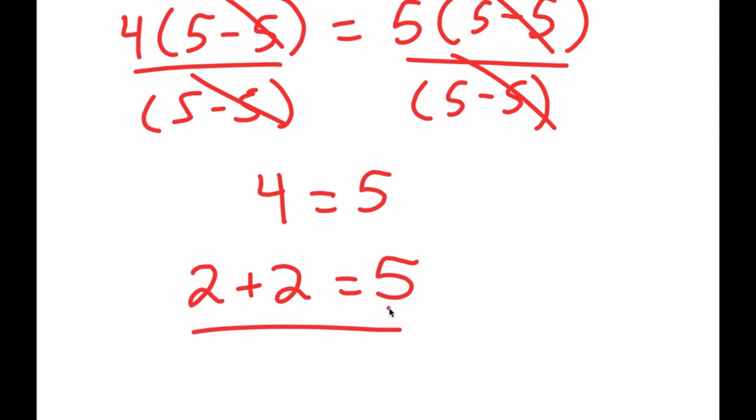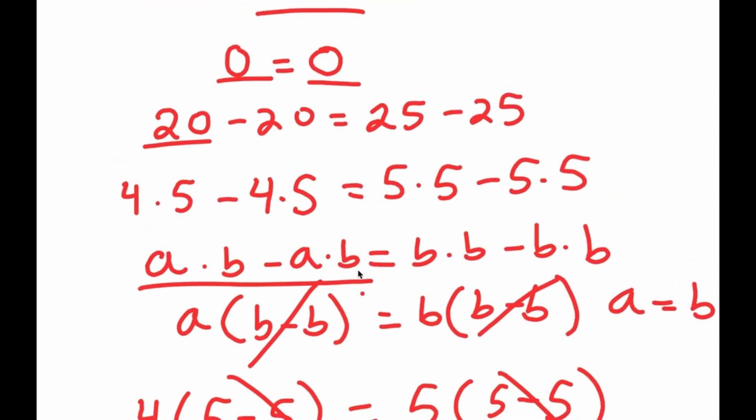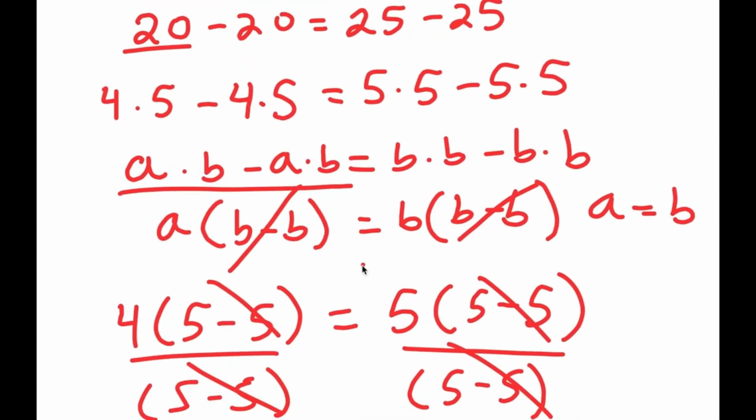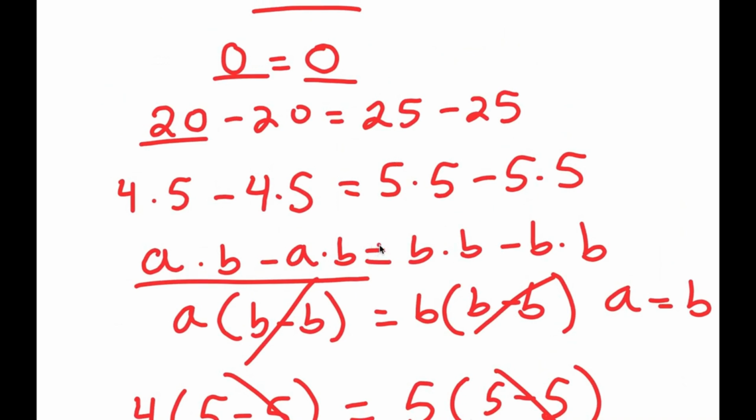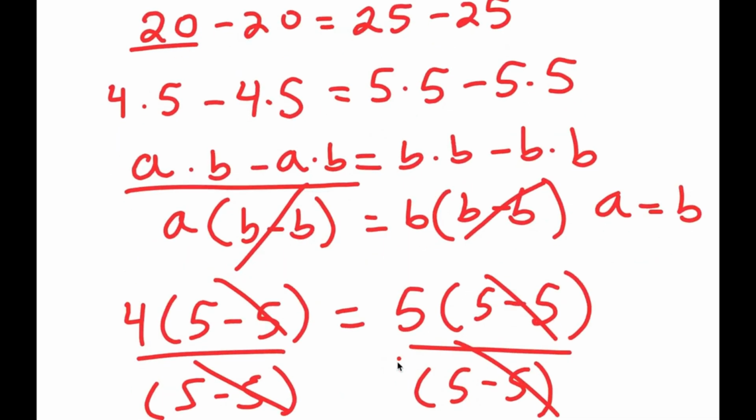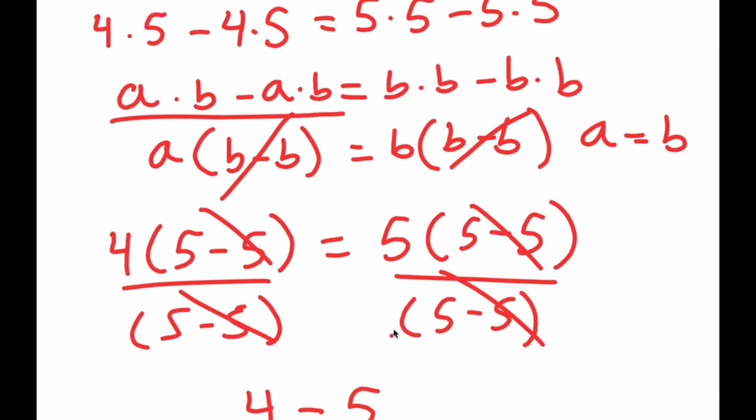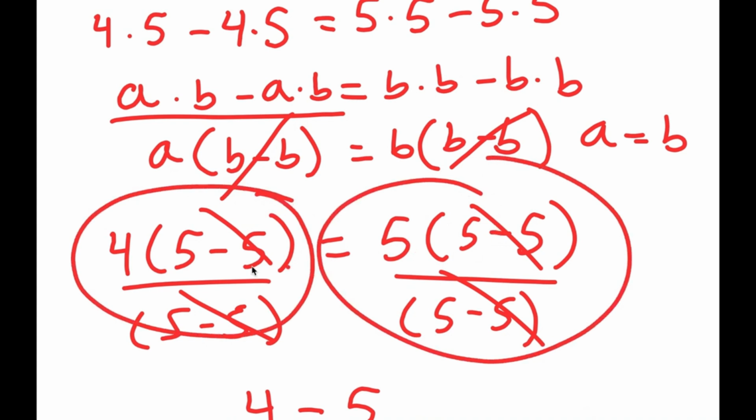And now I know what you're thinking. This is mathematically incorrect, right? How can 2 plus 2 equal 5 when 2 plus 2 is equal to 4? Well, look back here and try to figure out where I made an error. So the error is actually right here in this step where I divided both sides by 5 minus 5.